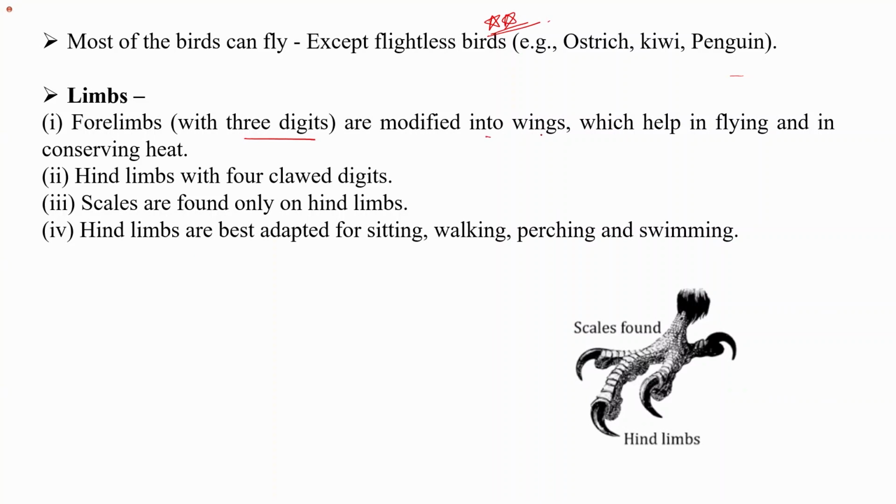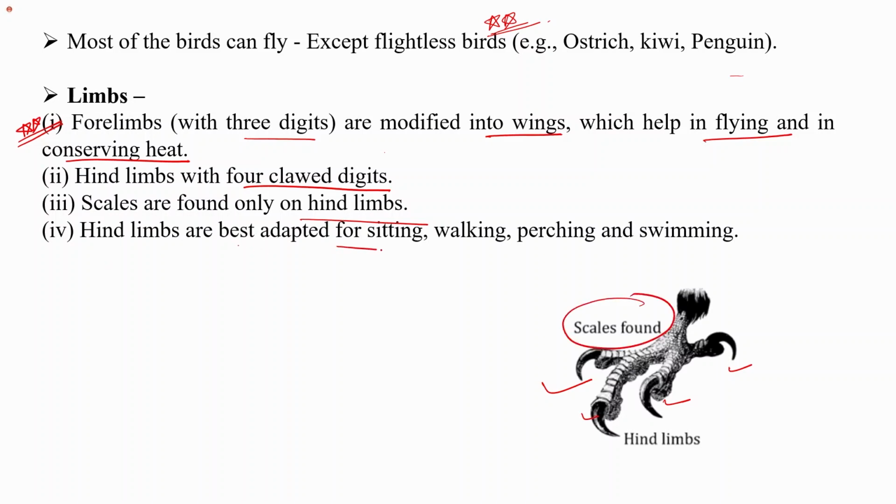Forelimbs are with 3 digits modified into the wings, which help in flying and in conserving the heat. So, forelimbs modified into the wings. Hind limbs with 4 clawed digits. You can see here they are 4 clawed. Scales are found only in the hind limbs.